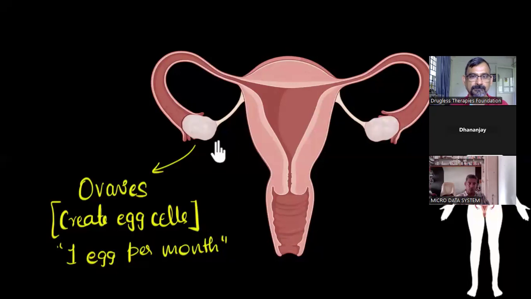No. In general, it will still be one egg per month. You can imagine that one month this ovary will release the egg, the next month the other ovary will release the egg. So they will alternate. But of course, there could be times at which both ovaries release eggs, so you might have two eggs. That's totally possible. But in general, it's usually one egg per month.